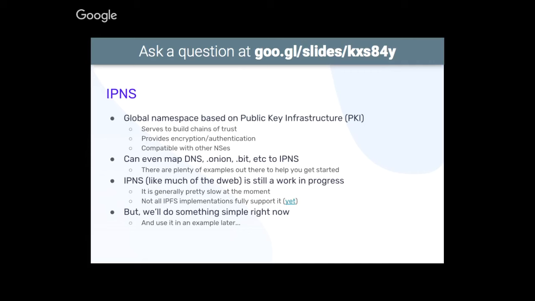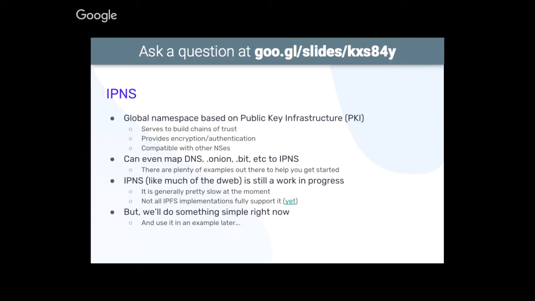IPNS itself is also compatible with other name services. So we can map things like DNS entries or onion addresses or bit addresses to IPNS addresses. And this makes it possible to trace through a DAG for IPNS and link it to different websites and to different objects on the regular web. There are already a lot of examples out there, some that are linked at the end of this slide, to play around with IPLD or IPNS. So it does work already and people are using it.